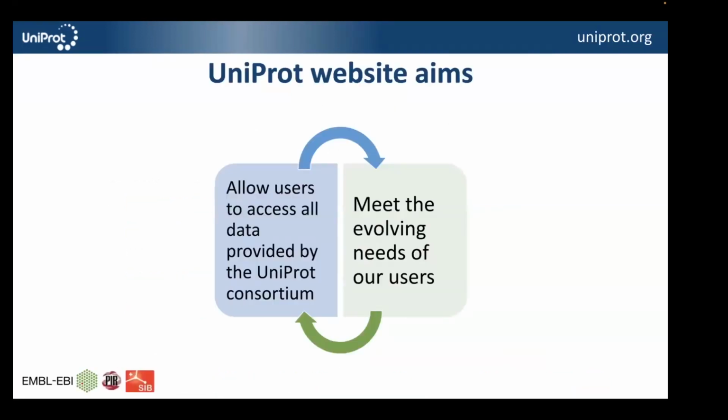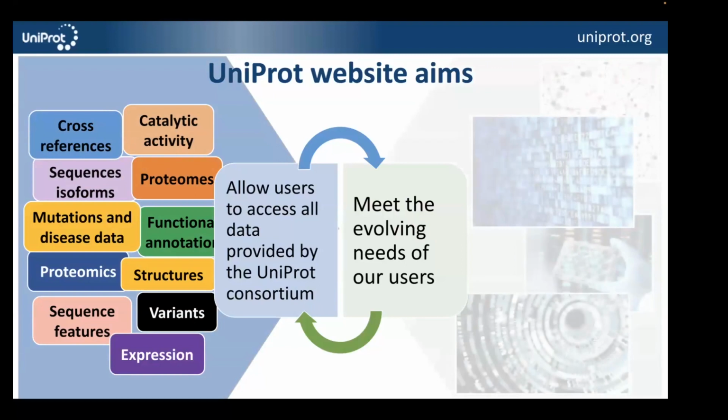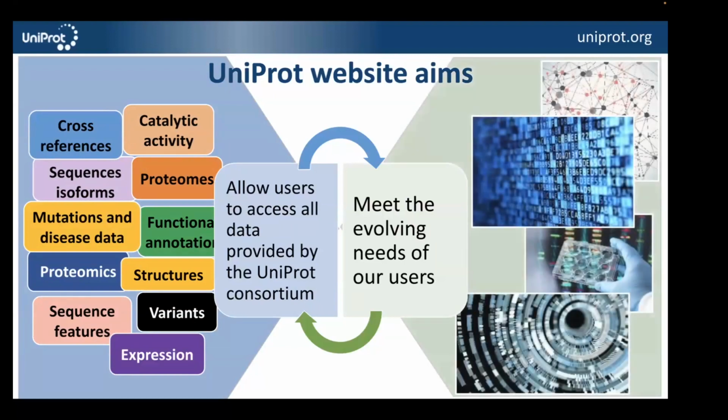So what does the UniProt website do? It aims at allowing access to all the data that we are collecting through the UniProt consortium, and also meet the evolving needs of our users. So we really need the users' feedback to be able to develop the website and improve it, and provide all the data that might be of use to users. So that includes cross-references, catalytic activity, proteomes, functional annotation, structures, all of the things that you can see on the slide right now.